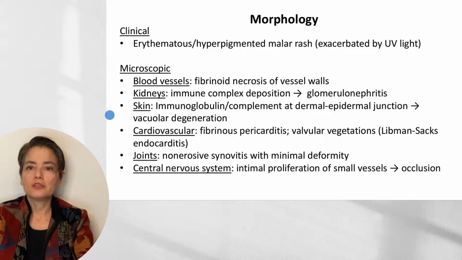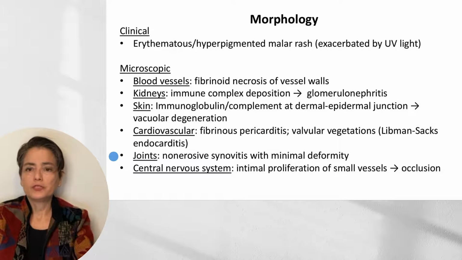This rash is caused by the deposition of immunoglobulin and complement at the dermal epidermal junction, which is going to lead to vacuolar degeneration and the skin changes, and I'll show you that in the next slide. There are also a variety of cardiovascular effects due to these autoantibodies, where we can get a fibrinous pericarditis, as well as valvular vegetations that are referred to as Libman-Sacks endocarditis. This is actually covered in the valvular vegetations video as well. This is due to the prothrombotic state that we have in lupus due to the antiphospholipid antibodies.